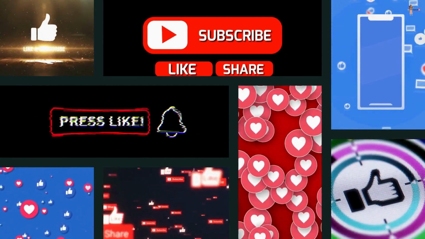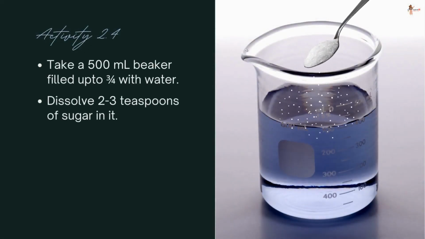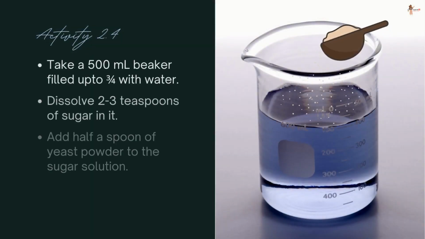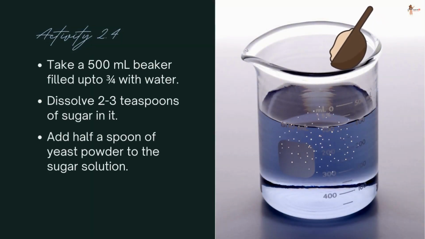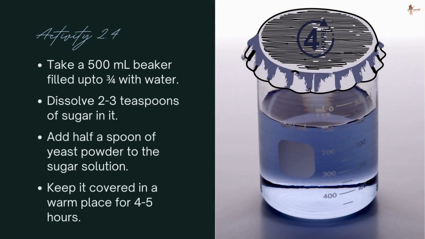Before going forward, let's do one more activity. Take a 500 ml beaker filled up to 3/4 with water. Dissolve 2 or 3 spoons of sugar in it. Add half a spoon of yeast powder to the sugar solution. Keep it covered in a warm place for 4 to 5 hours.